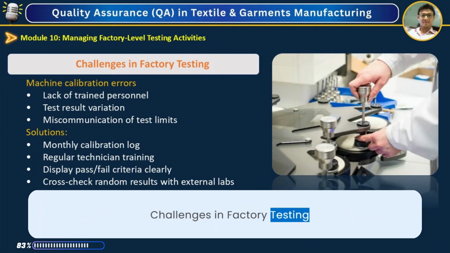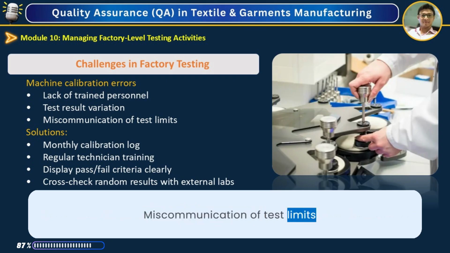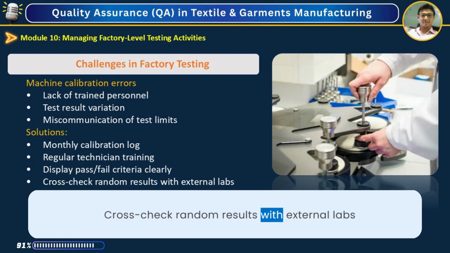Challenges in factory testing. Machine calibration errors. Lack of trained personnel. Test result variation. Miscommunication of test limits. Solutions: monthly calibration log. Regular technician training. Display pass-fail criteria clearly. Cross-check random results with external labs.